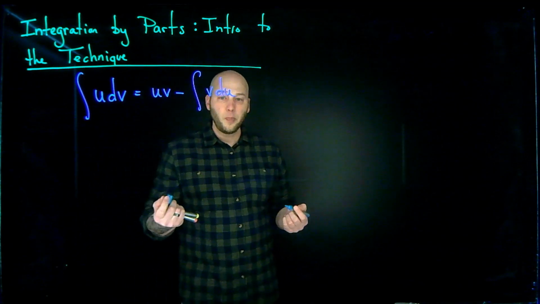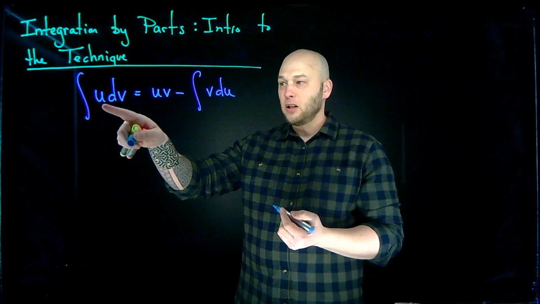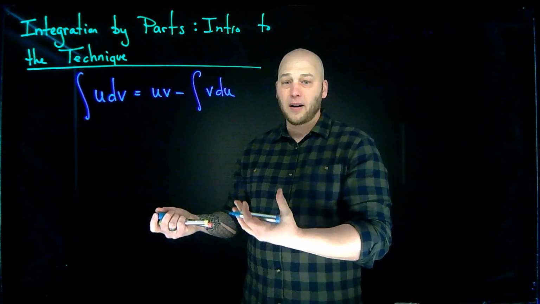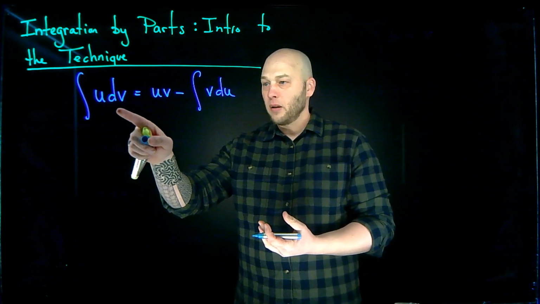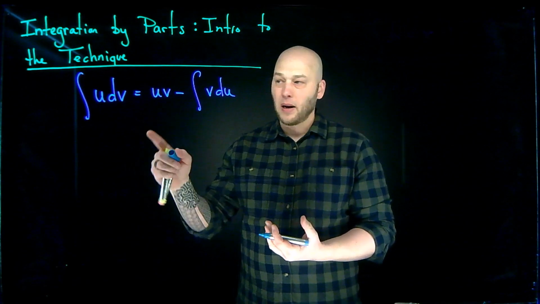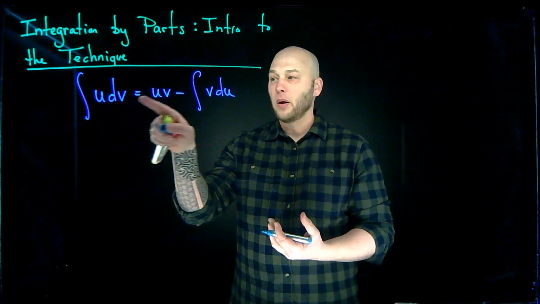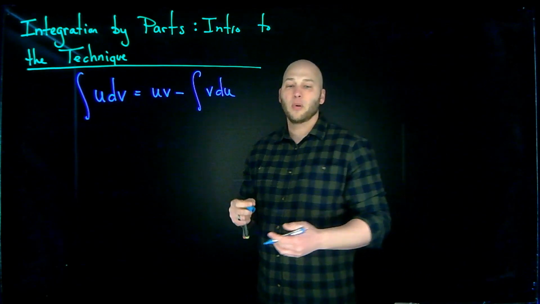And the hope is that by assigning u and dv to certain factors of my integral and running through this formula, I come up with a simpler integral to compute, right? I still have to compute an integral, but the hope is that this is a simpler one than this one. Let's go through some examples.